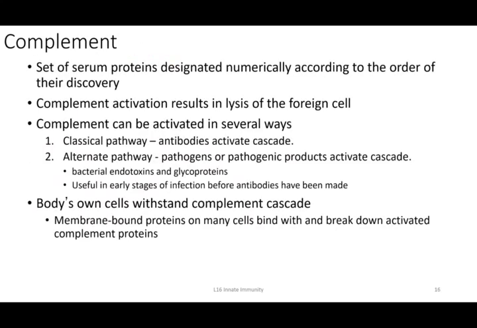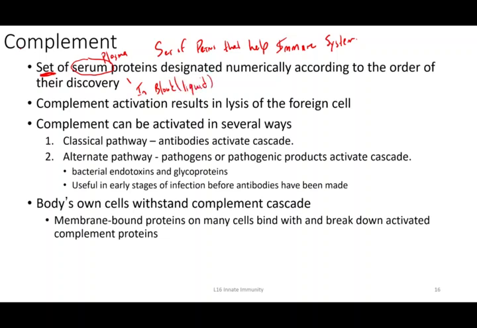So complement, what I've said, is a set of proteins that help the immune system. That has been our working definition. And so that's still true, but we want to get a better and more specific definition. So it's a set. So it's not one protein, but there's a variety of proteins. So serum proteins, so in blood. We can also call them plasma proteins because they're in that liquid portion of blood.